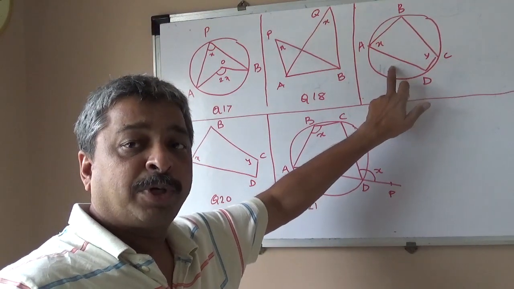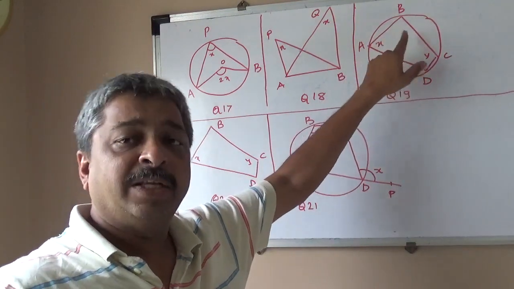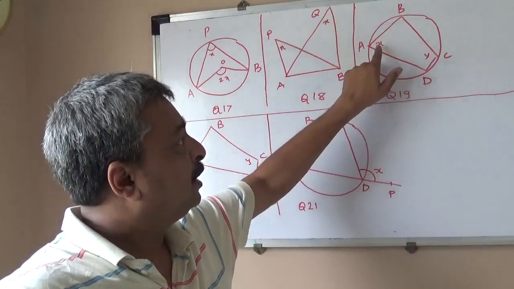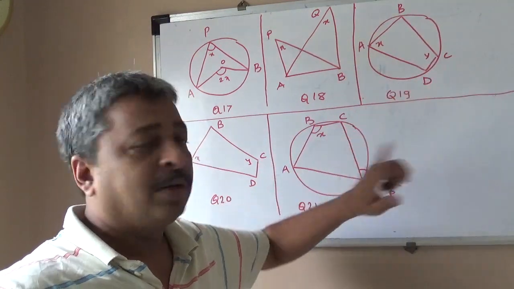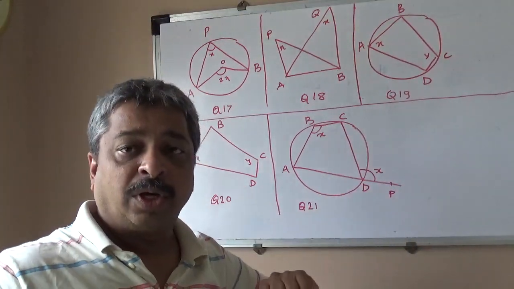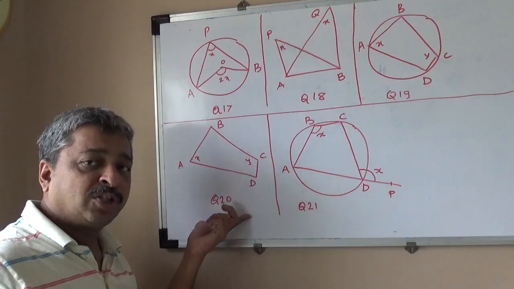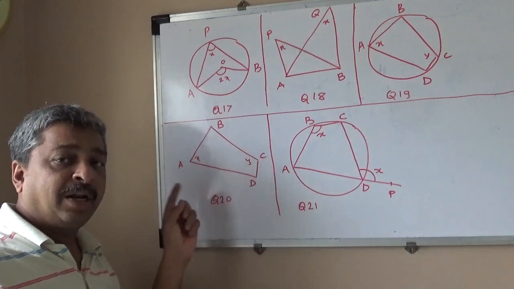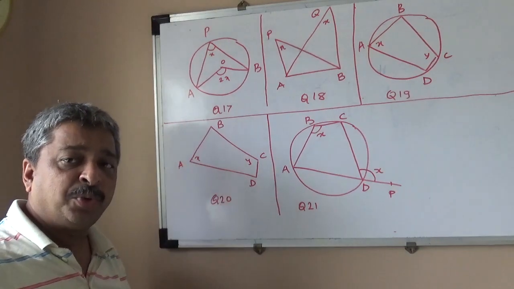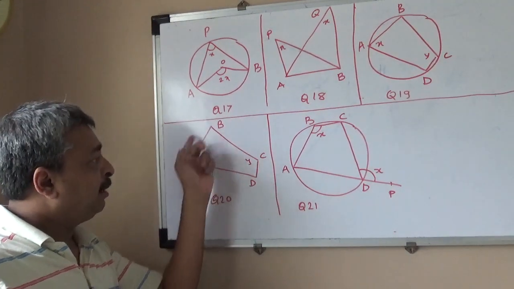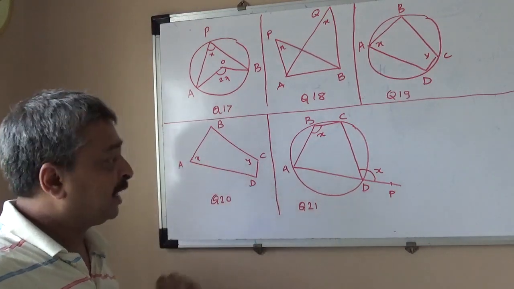Another property of the circle is, if a quadrilateral is inscribed in a circle, then the sum of opposite angles is 180. X plus y would be 180. That will be your 19th question and you have to solve it. Then the converse of that: if in any quadrilateral the sum of opposite angles is equal to 180, then A, B, C, D lie on a circle. All those 4 points are concyclic.